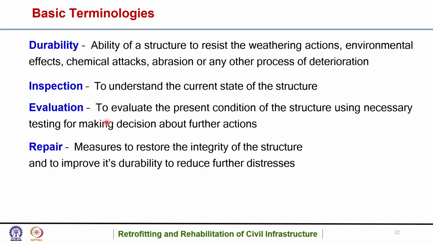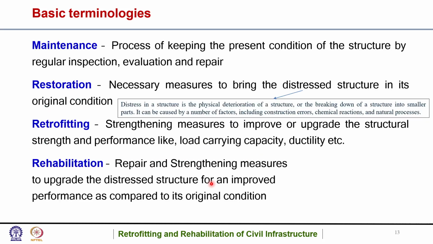So some of the basic terminologies related to this course. Let us understand those. One is durability. Durability is basically the ability of a structure to resist weathering actions, environmental effects, chemical attacks, abrasion, or any other process of deterioration. Second is inspection, which is basically understanding the current state of the structure. Third is evaluation, that is evaluating the present condition of the structure using necessary testing for making decisions about further actions. Fourth is repair, measures to restore the integrity of the structure and improve its durability to reduce further distress.